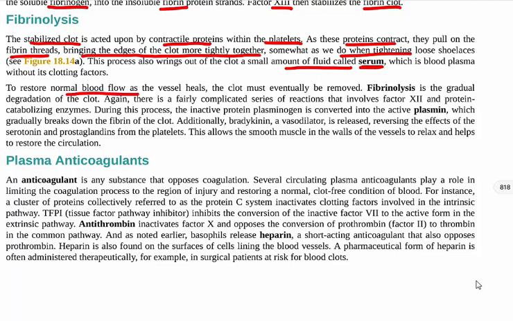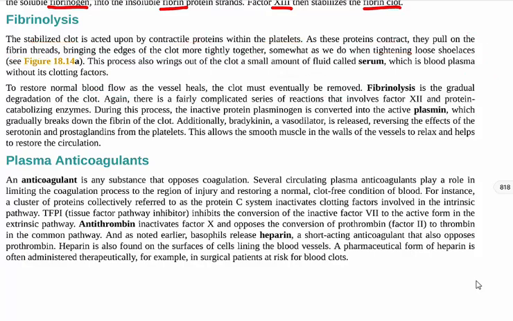To restore the normal blood flow, as the vessel heals, the clot must eventually be removed. All right, so this process is happening. We have our stabilized blood clot. We have our contractile proteins that are pulling that together in the platelets. It does release a little bit of the serum. And then, so we've gone through this process, and eventually we want this clot to be gone, right? Because we have healed this blood vessel.